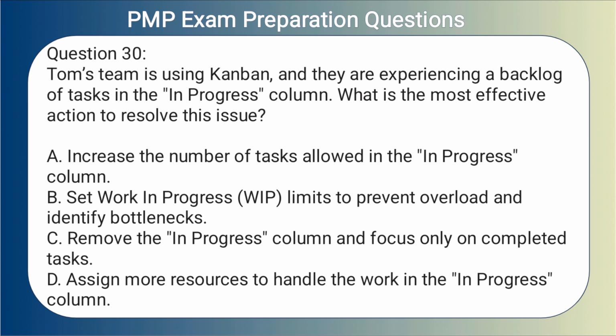Question 30. Tom's team is using Kanban, and they are experiencing a backlog of tasks in the in-progress column. What is the most effective action to resolve this issue? A. Increase the number of tasks allowed in the in-progress column. B. Set work in progress, WIP, limits to prevent overload and identify bottlenecks. C. Remove the in-progress column and focus only on completed tasks. D. Assign more resources to handle the work in the in-progress column.